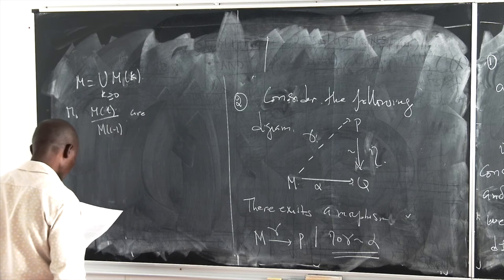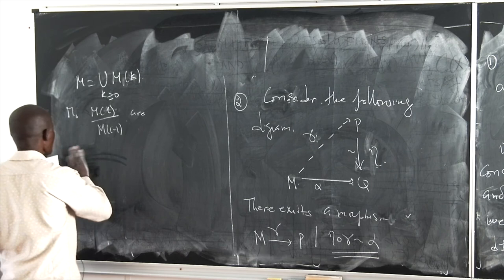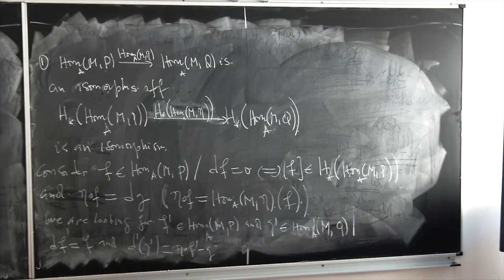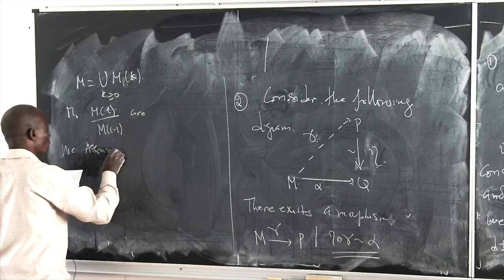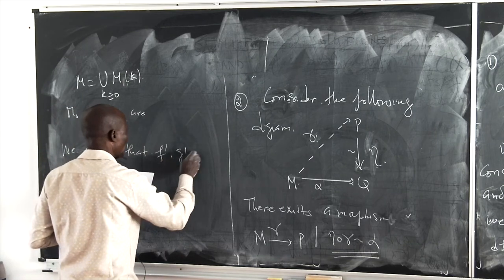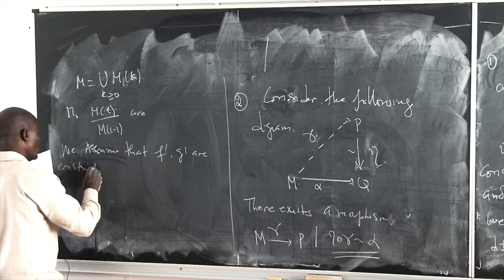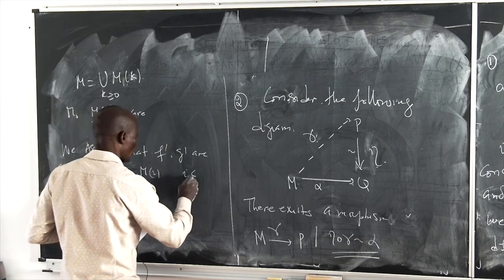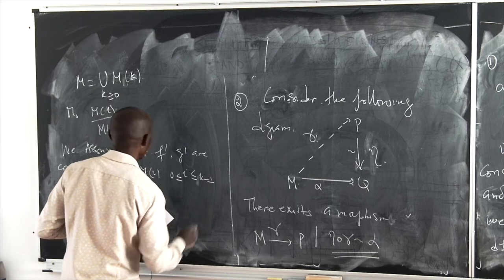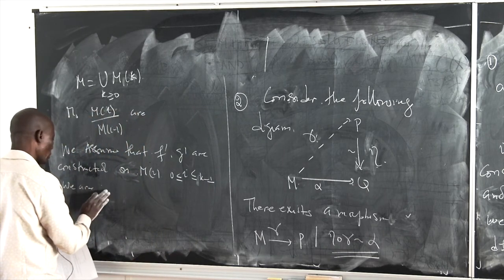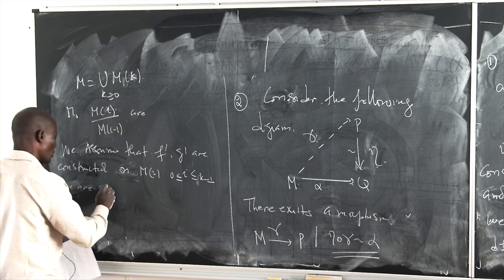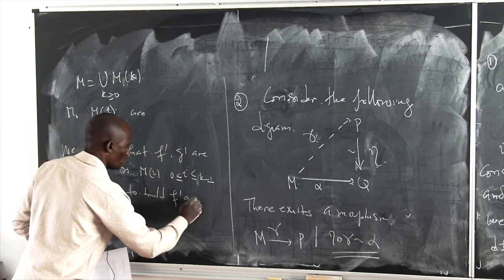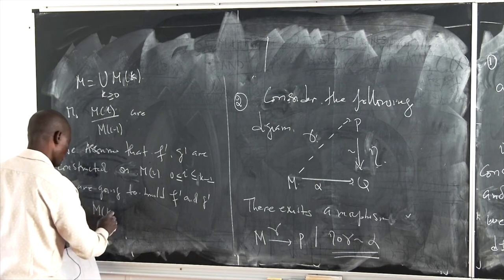So we assume that our F prime and G prime are constructed on M_i for i from 0 to k minus 1. We are going to construct the next step.